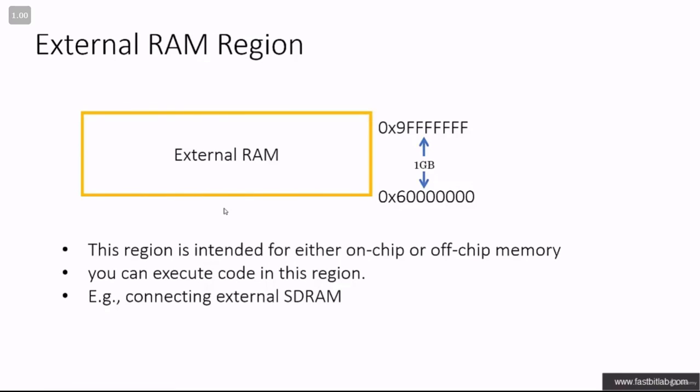Next is external RAM. Suppose you need more RAM for your project, for example, a graphics related project, or if you want to create frame buffers, or keep some video or audio information. In that case, you need more RAM, so you can go for an external RAM connection. You should connect the external RAM in this region. Your external RAM registers will fall under this memory region of the memory map.